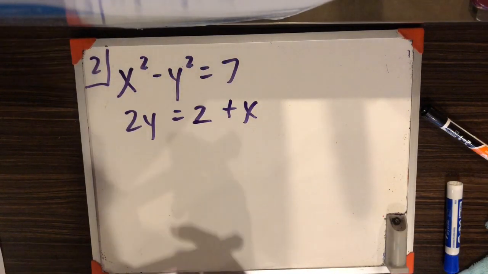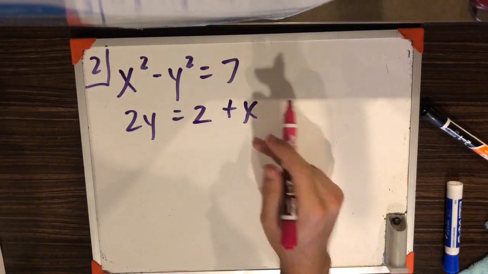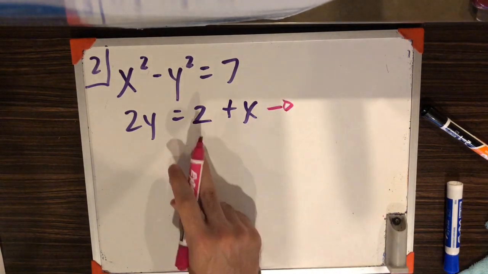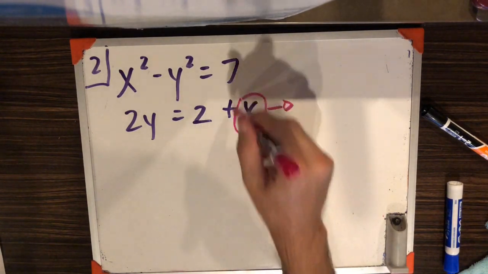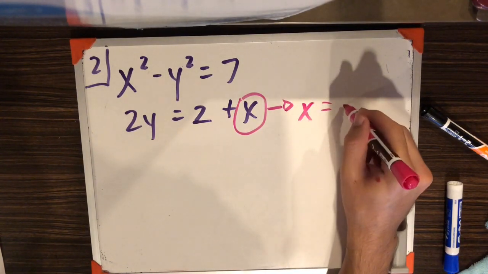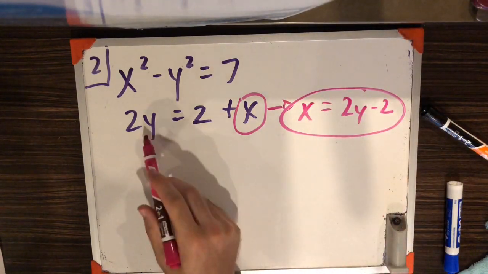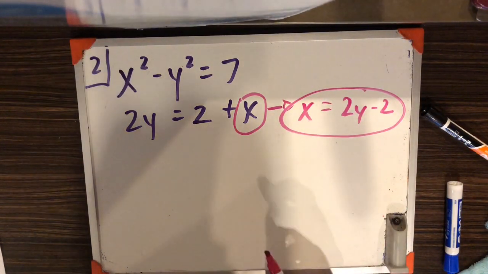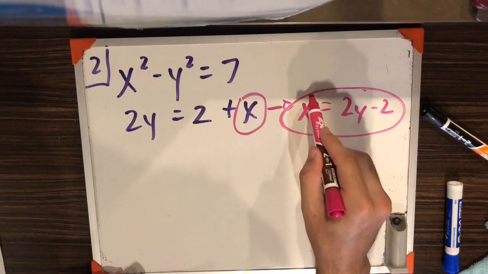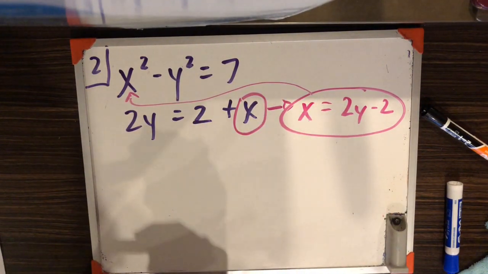All right, number 2. Number 2 has, again, a non-linear and a linear equation. We should take advantage of the linear. Let's find out x. We have to do minus 2, so I know x is equal to 2y minus 2, right? Subtract 2, we get x is equal to 2y minus 2. I know exactly what I need to plug in for x in the first equation, right?